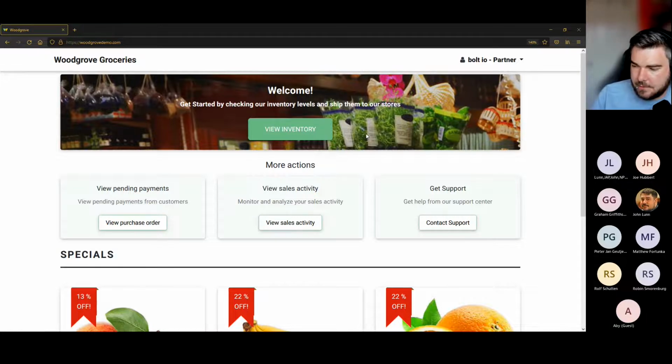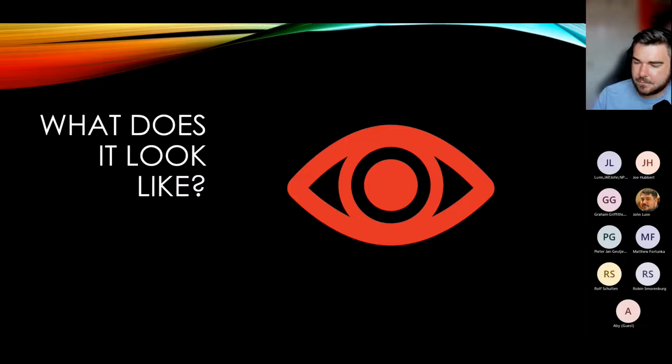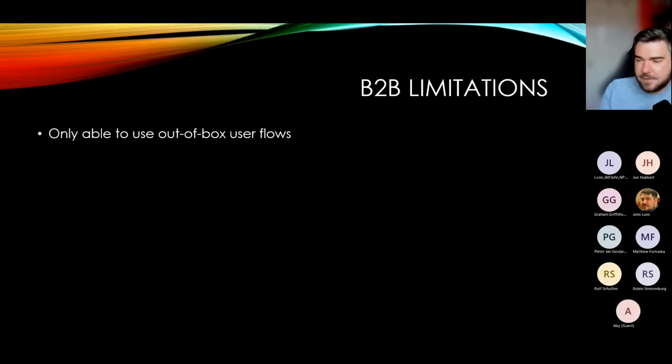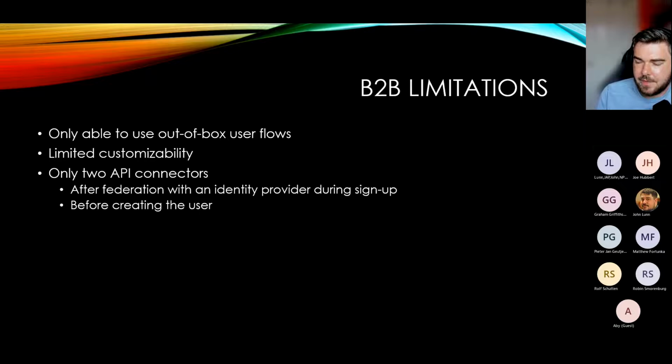Now, the screen you see whenever I was signing up is very vanilla. That's what you get. You only get a few input boxes, and you can only change the logo and you can only change the background. So if you want customizability already, B2B is probably not for you. So what are the limitations? Well, you're only able to use out of the box workflows. So that sign up page that you've seen, that's all you're going to get. It's not going to look any prettier than that. Some people will be able to sign in and add a few checkboxes. So there is limited customizability, but you can add 2 API connectors, one whenever federating. So whenever I federate with Google, and then next one whenever I was creating my user.